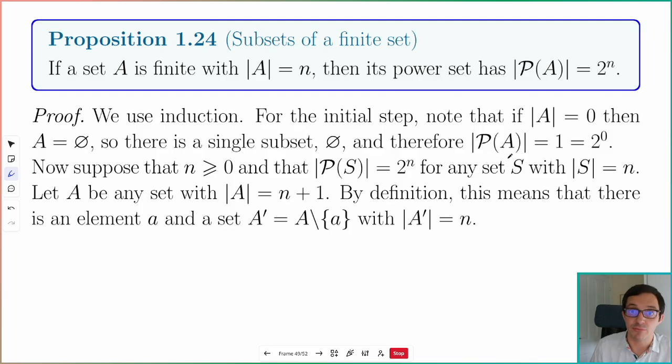I suppose if I wanted to really spell that out, I would say that the power set of the empty set is the set containing the empty set. That's the set of all of the subsets. So the power set is not the empty set, there's something in there.